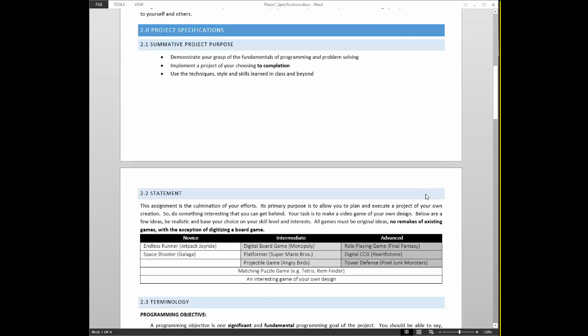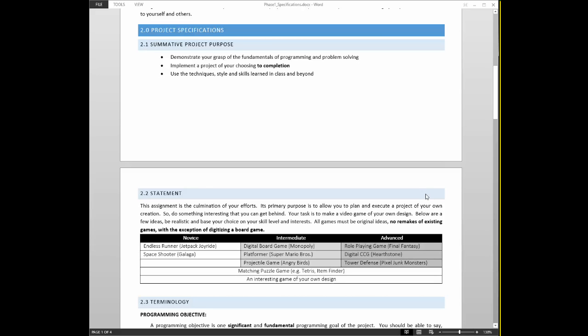projects. On the intermediate side, this is your average student in the class who's been keeping up, filling out their work, and generally doing okay. So digital board game. So there are some complexities to this, but there's also some other things that you can do some pretty interesting aspects with. Platformer, something like Super Mario Brothers, Sonic the Hedgehog, those types of games. A projectile game, something like Angry Birds or Gorillas or Worms. There's so many other games out there that are very similar to one another.